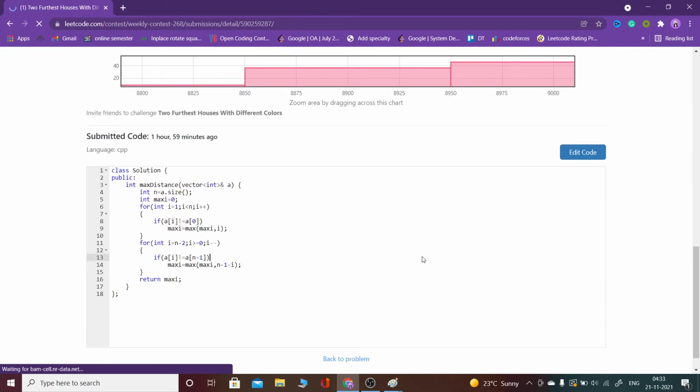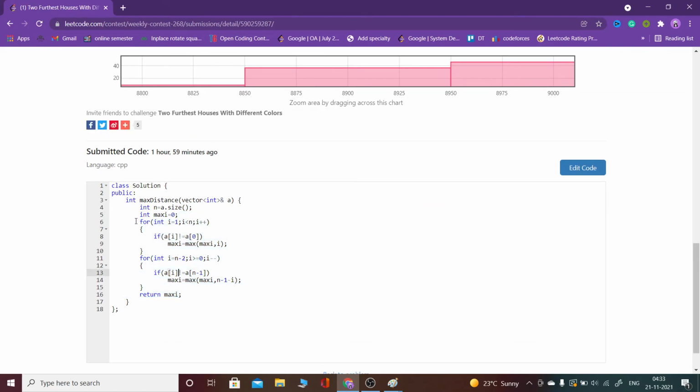Okay, so here is the code that I was telling in my approach. From 1 to n, I moved forward and compared the color of each house with the first house, and then calculated the distance. Similarly for reverse, I did the same. Thank you very much, guys. This was the first question.